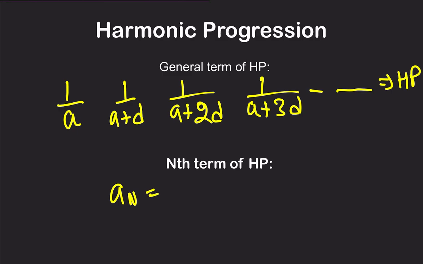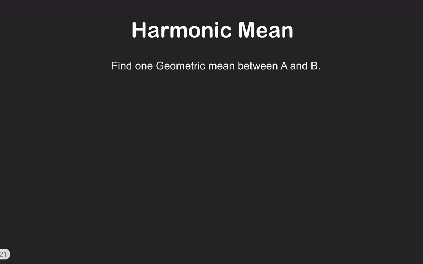The nth term of a harmonic progression is 1 by a plus n minus 1 into d. I hope this is clear. Just the reciprocal of an arithmetic progression series. Moving on.